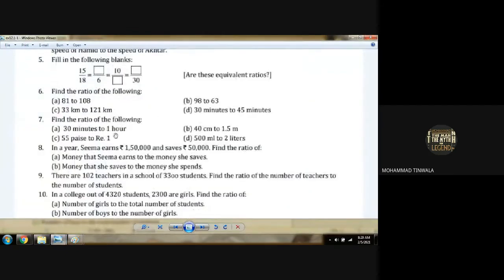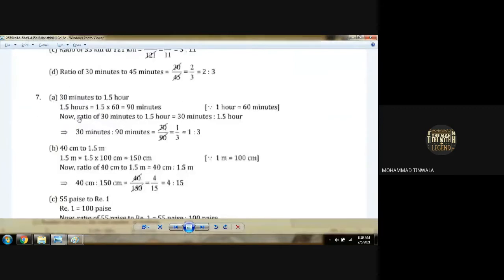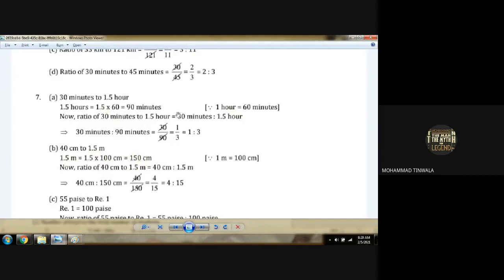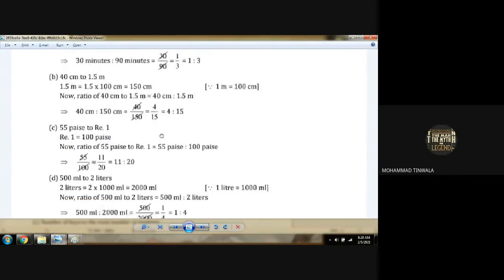Okay, it is written 1 hour here, and over there it is written 1.5 hour. So 1.5 hours is 90 minutes. Are you getting? 1 hour is equal to 60 minutes. Now ratio of 30 minutes to 1.5 hour is 30 minutes to 90 minutes, that is 1 upon 3. There we got 1 upon 2. Why? Because we took 60 minutes. Understood? Yes, sir.